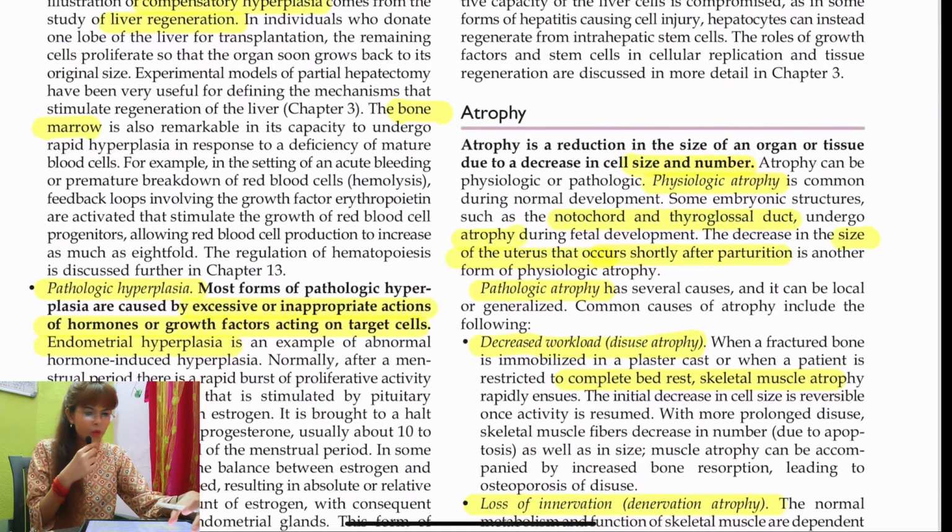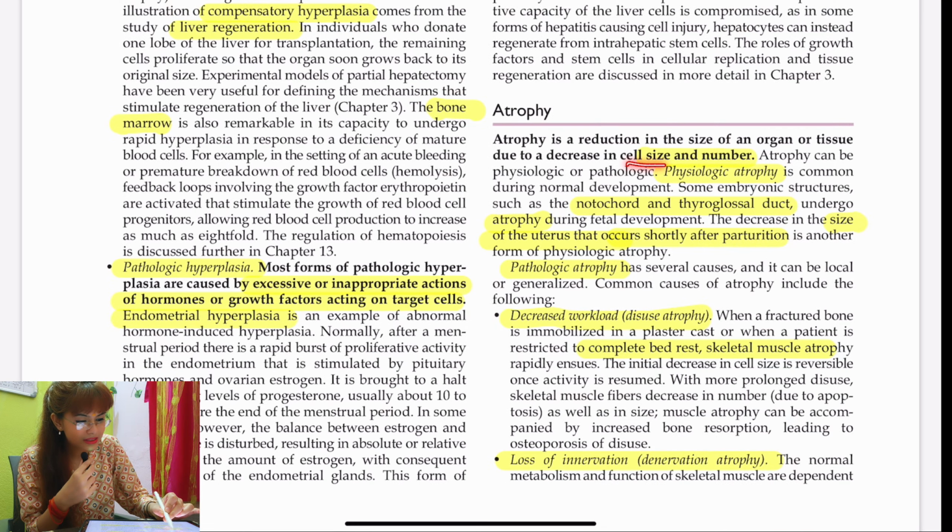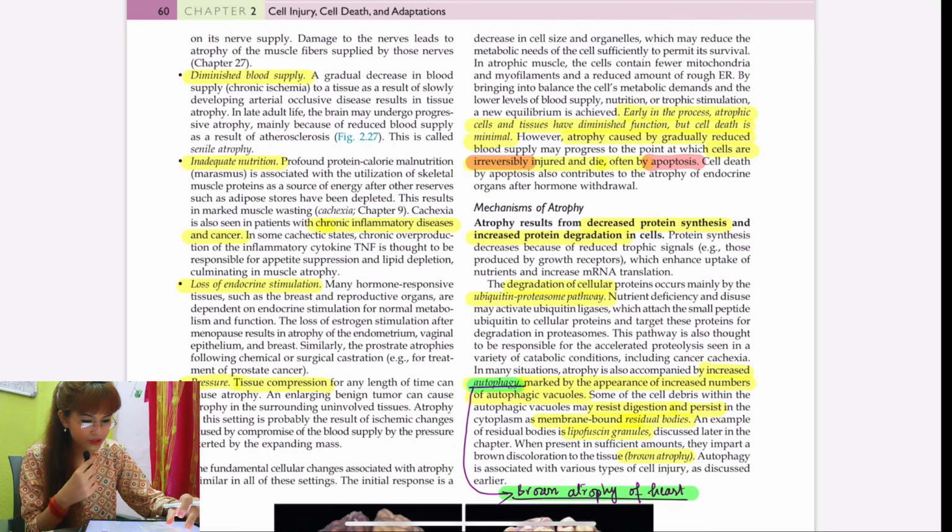Okay, what is atrophy? The size and number of the cells are both decreasing here. Physiologic atrophy is seen in the notochord and thyroglossal cyst, and in the uterus after parturition. You can see pathologic atrophy in cases of decreased workload, disuse atrophy, loss of innervation, denervation atrophy, diminished blood supply, inadequate nutrition, loss of endocrine stimulation, and pressure or tissue compression.